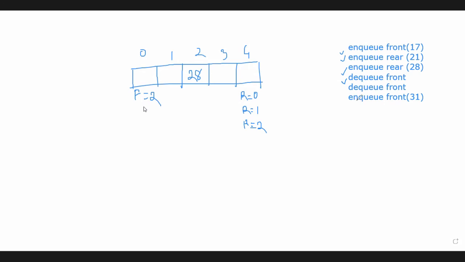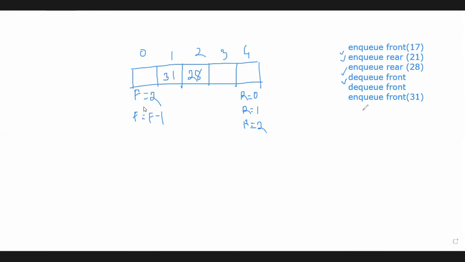Now the next operation is NQ front. That is, insert 31 at which end? In the front side. Here front equals 2 and rear equals 2. So how can the value be changed? F equals F minus 1. Very good. So now we have to use the equation F equals F minus 1. Here F equals 2, right? So in this position we will insert the new data element 31.